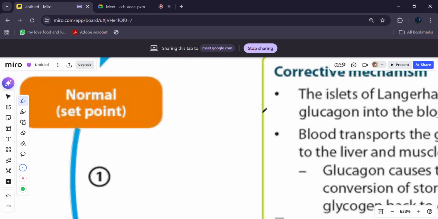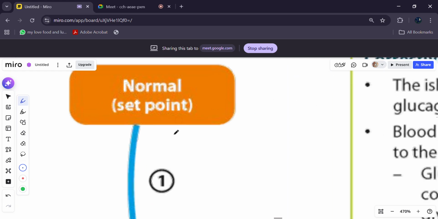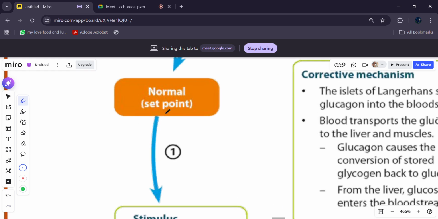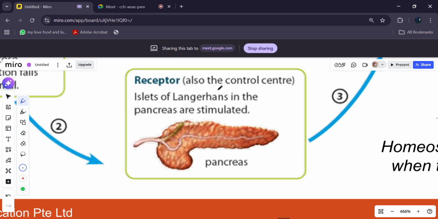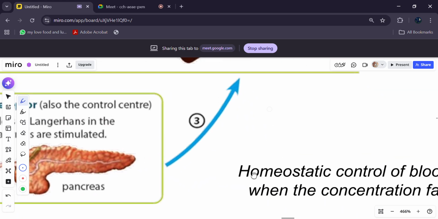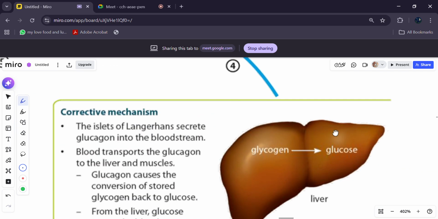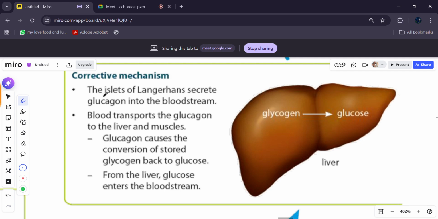Now, what happens when there is a reduction of glucose levels in our blood? The stimulus is that the blood glucose concentration falls below normal, and the receptor, also known as the control center, which is the islet of Langerhans in the pancreas, is stimulated. This time it sends a message to the liver. They secrete glucagon into the bloodstream.